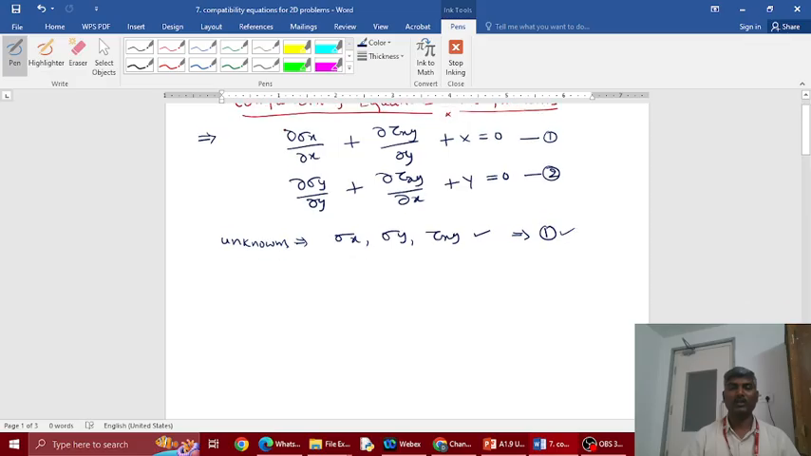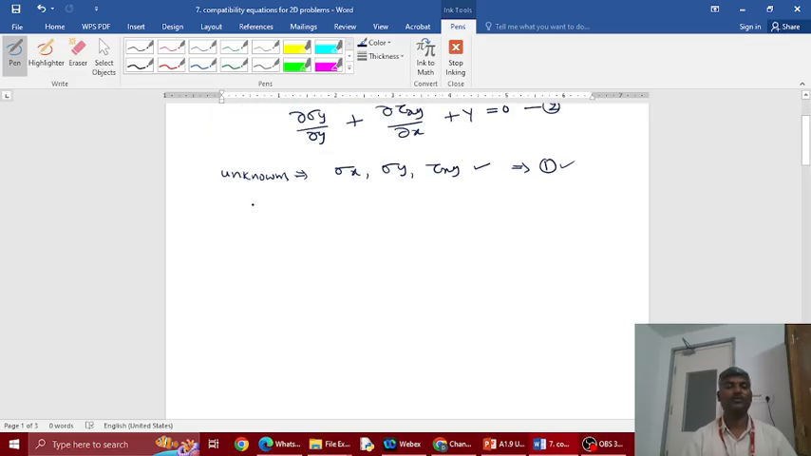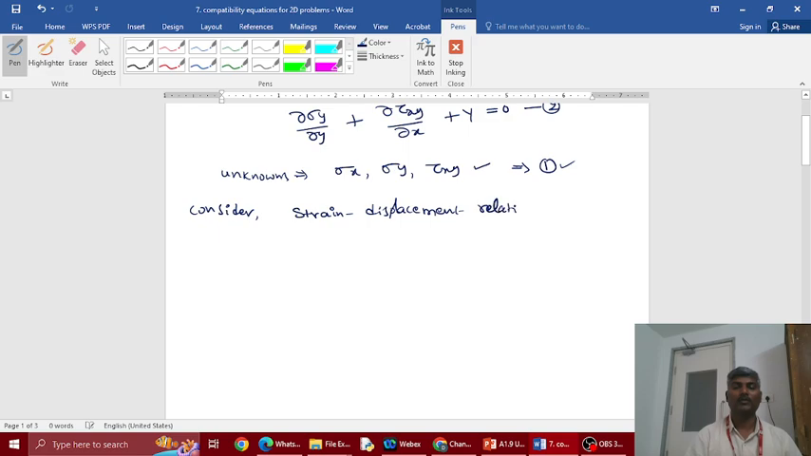In general, compatibility equations are the relations between the displacements or strains. So now consider the strain displacement relations. The basic strain displacement relations I am going to consider are, in differential form, and I just write them in the xy plane only. Strain in x is epsilon x = ∂u/∂x.